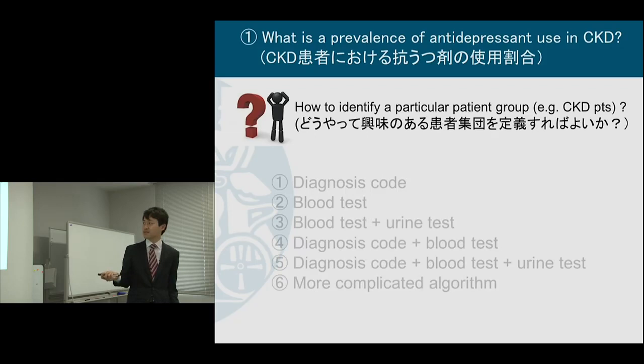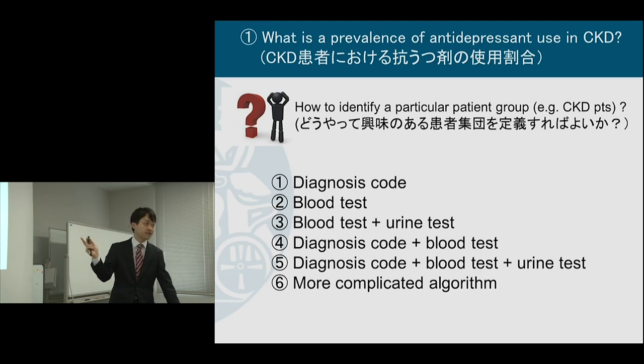But there are some strategies to identify particular patient group. And in the case of chronic kidney disease, diagnosis is kind of notorious for its low sensitivity. So if available, I wanted to use these biochemical information such as blood test and urine test. And my decision was blood test.